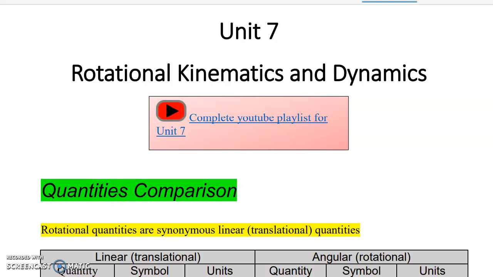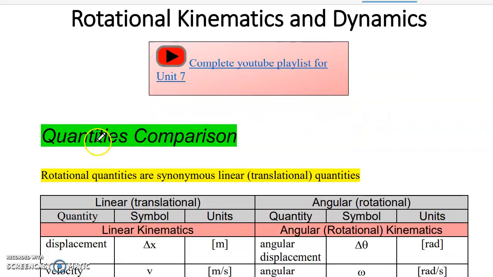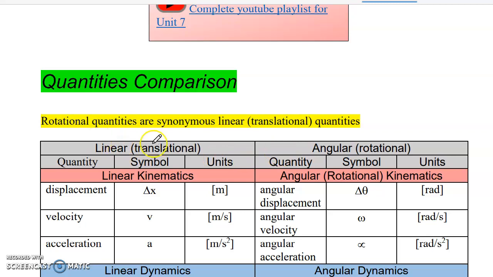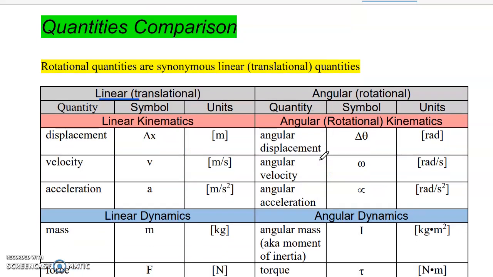Hey there, class. We're going to get into Unit 7 today, and this is our unit on rotational kinematics and dynamics. To start off, I want to get into a quantities comparison between our linear or translational quantities, pretty much everything we've dealt with this year, and angular quantities. The angular is going to be things rotating in circles. So we'll take a look at that and hopefully see that these things really are synonymous.